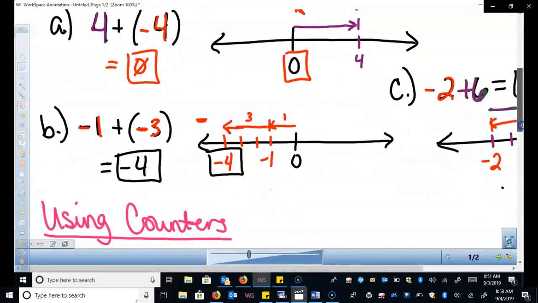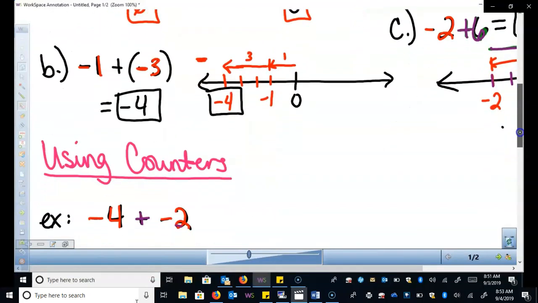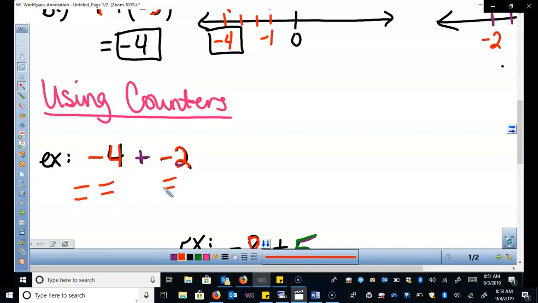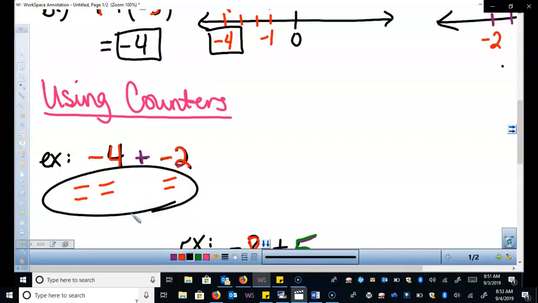The next method I'm going to teach you is how to use what are called counters to add integers. For this one, we again have a couple of different examples. We have two numbers being combined together. In this case, we have 4 negatives on the left and 2 negatives on the right. Adding means to put together, so we put them together in a little bin and count up how much we have all together. So 1, 2, 3, 4, 5, 6, and they're all negatives. So we have 6 negatives, or -6 as our answer.